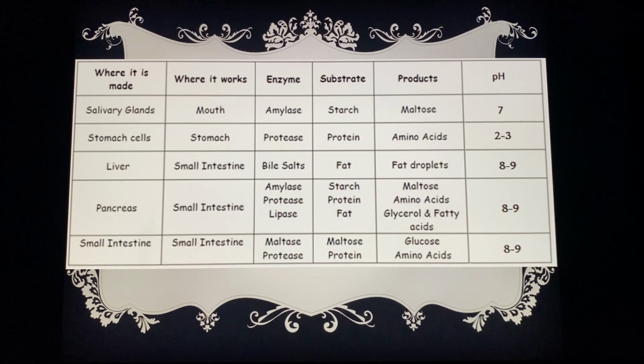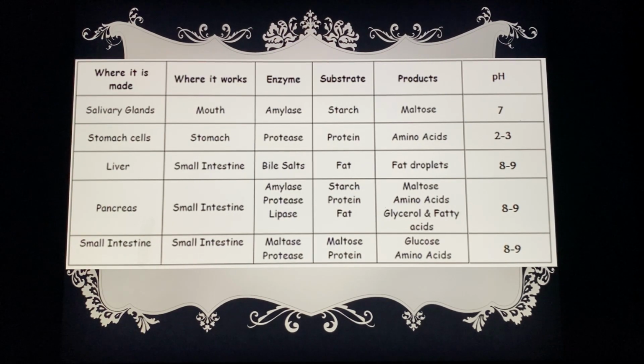These are just some of the names of particular enzymes. The first one is amylase. That's in the mouth, the salivary glands. Then we have protease. That's in the stomach. Then we have the liver, the bile salts, the pancreas, amylase, protease, and lipase. And then the small intestine, maltase and protease. So remember, enzyme names always end with ase.